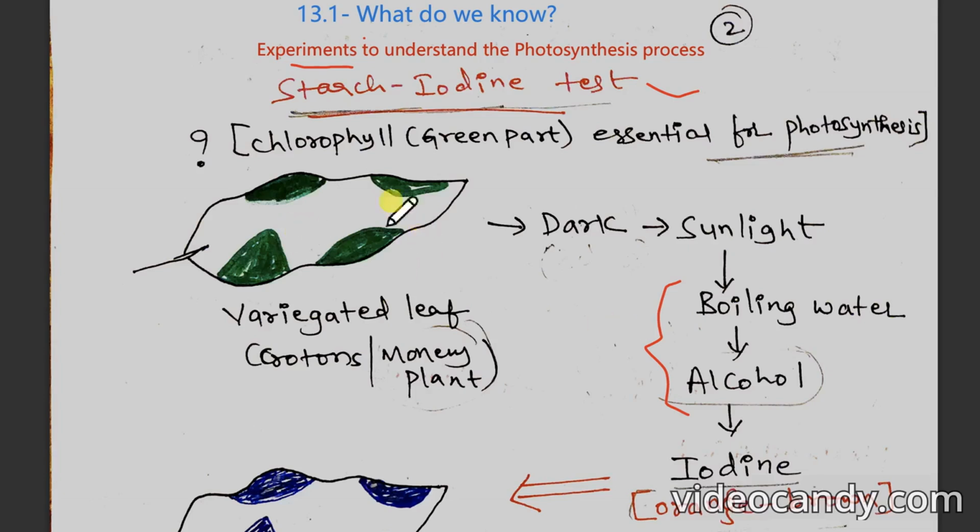So when this leaf is treated with iodine, iodine in normal is orange to brown in color. But when the leaf is treated with iodine, the iodine reacts with the starch, and only the areas where the green part was there in the leaf turned deep blue.